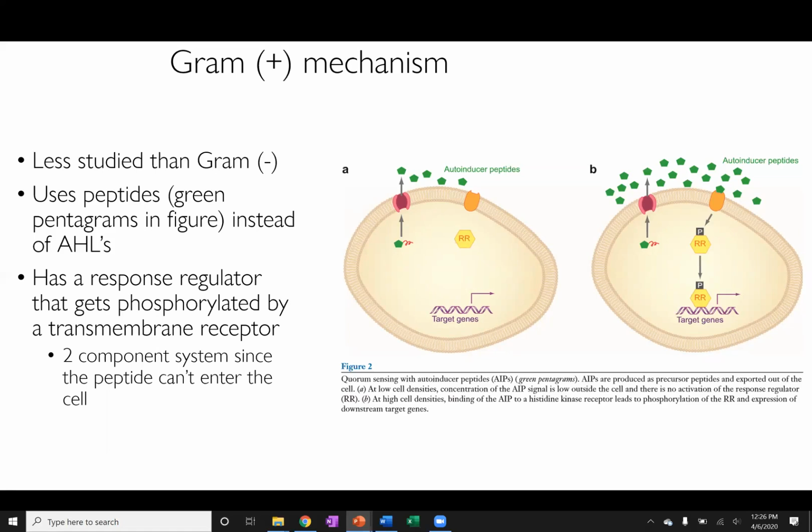And it's particularly nice because without this two-component system, the peptide physically cannot enter the cell. It can be exported, but it physically cannot come back in unless this outer membrane protein is bound. And this is called a two-component system because it has two components. So we have the receptor as well as the inside protein.